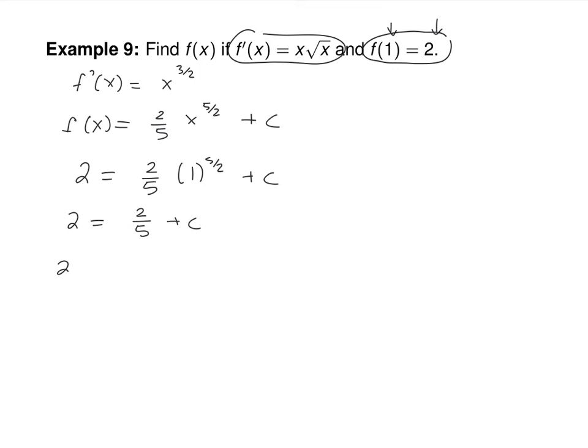You'd take away 2/5? Were you saying multiply by 5, Natalie? No? Okay, but it would work if you did that, though. So that's 10/5 minus 2/5. My c is going to be 8/5. Do you agree? So your function f of x is 2/5 x to the 5/2 plus 8/5.